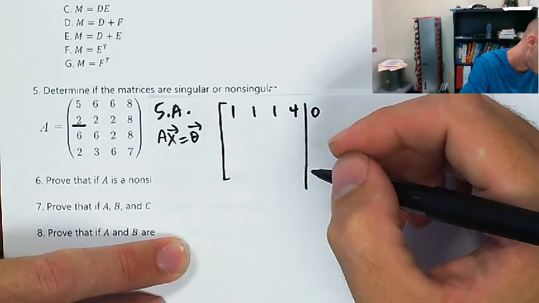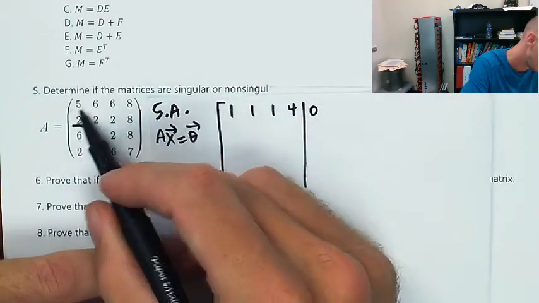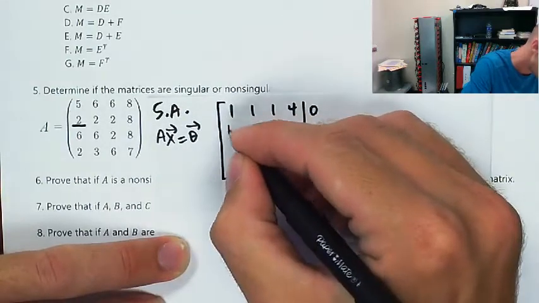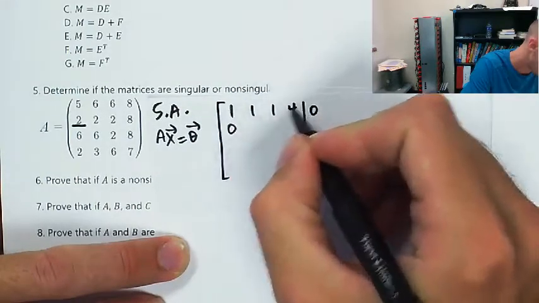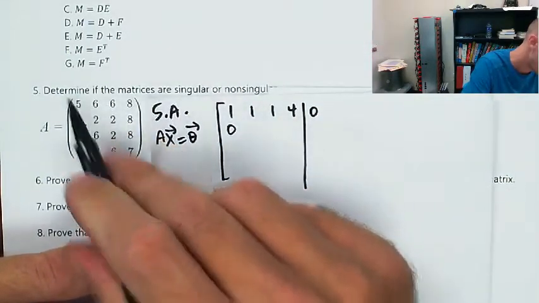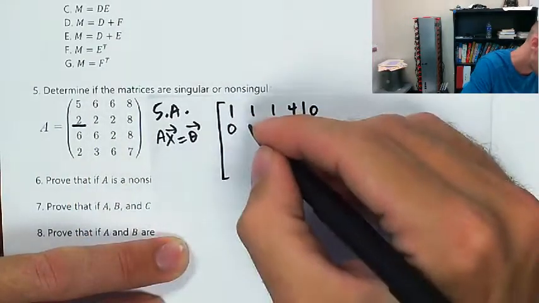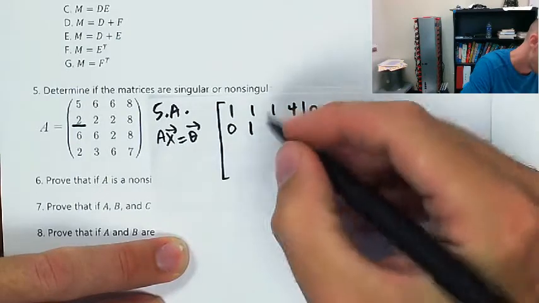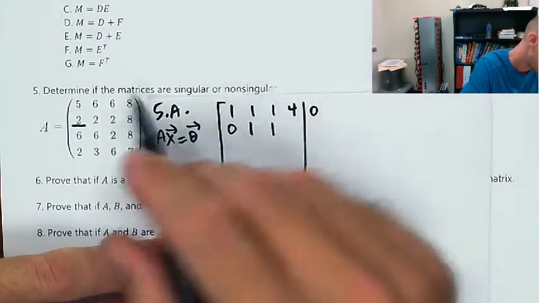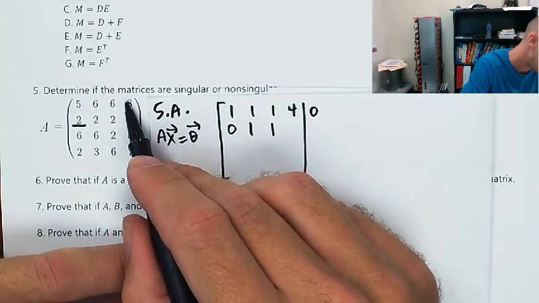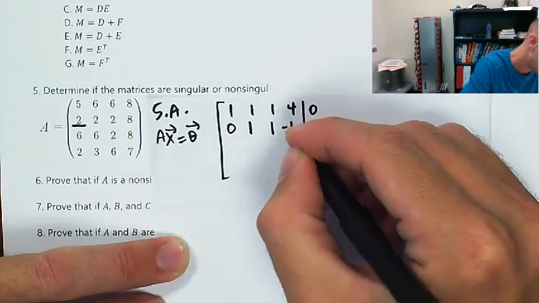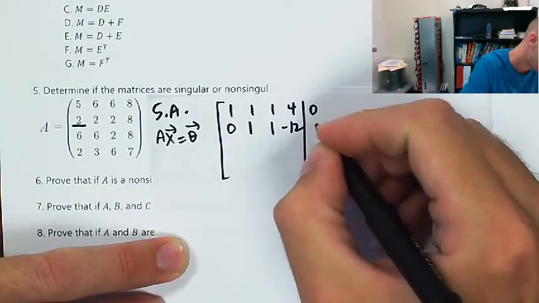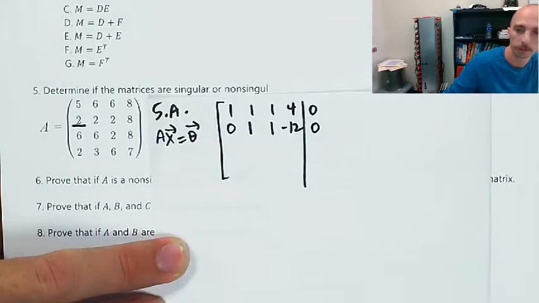and then I'll just kind of slide everything else in, so this first row will go right underneath it. But I'm going to subtract 5 copies of this from that, which is okay. So 5 minus 5 is 0, 6, 1. 6 minus 5 of this is 1. And 8 minus 20 is negative 12. That's still going to be 0.